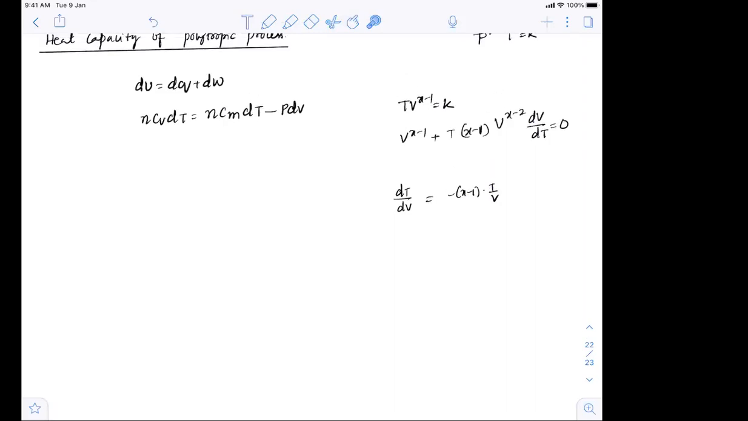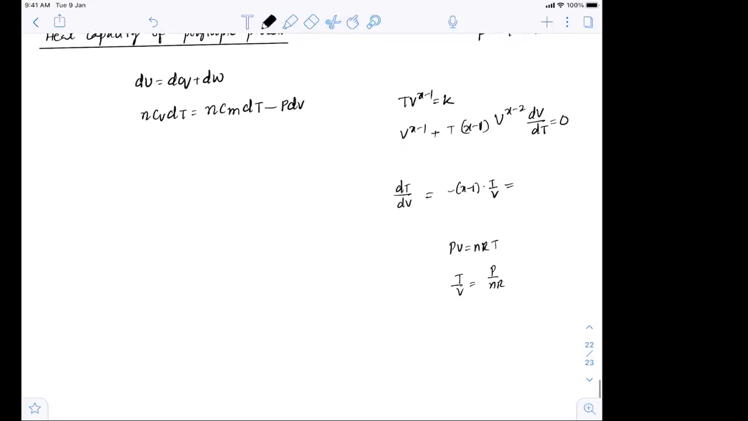Let me put this value back in this equation, except this time, instead of T by V, I will use PV equal to nRT. So I can write T by V is equal to P by nR. Let me use that here. What we get is nCv dT is equal to nCm dT minus P dV. Instead of P dV here, I can use dV by dT, which is dT divided by this entire thing.